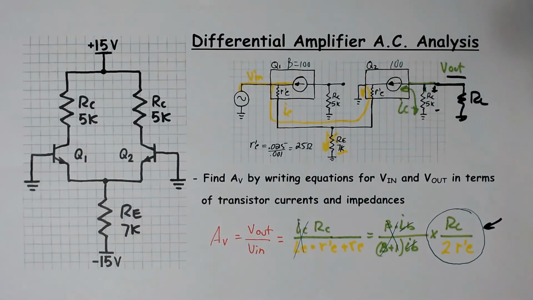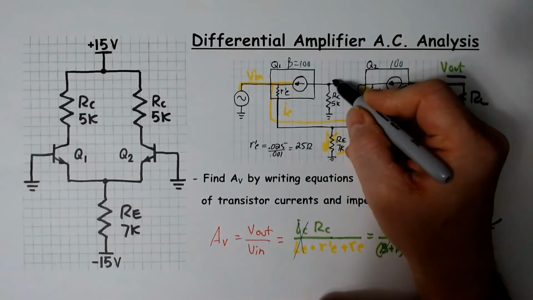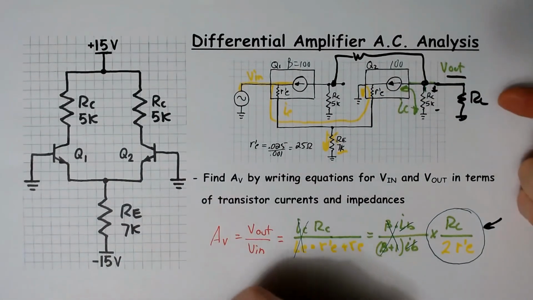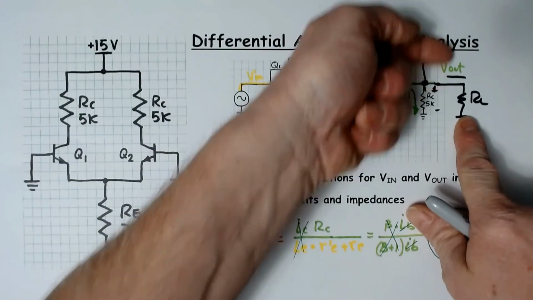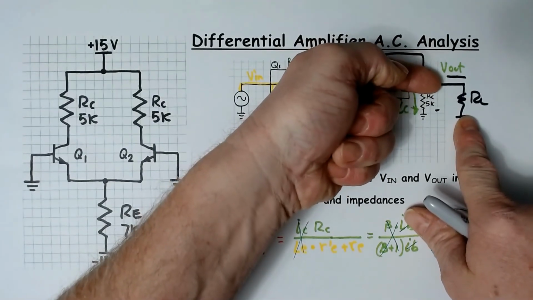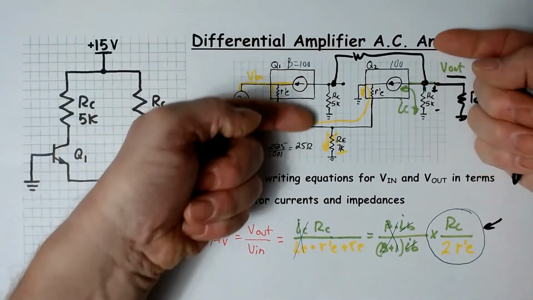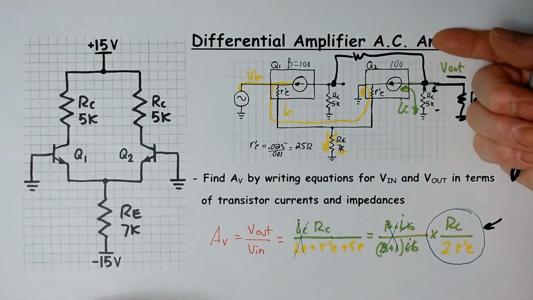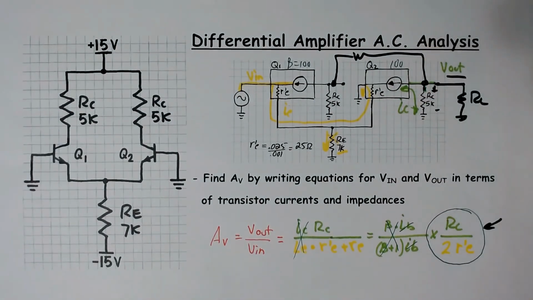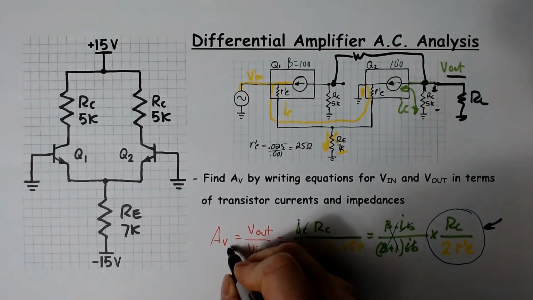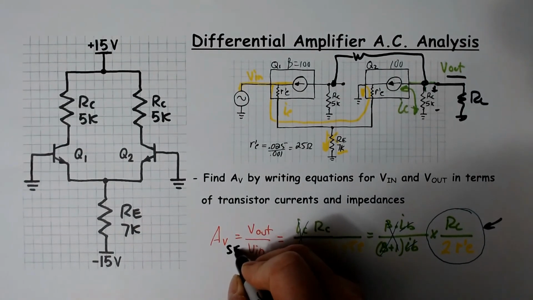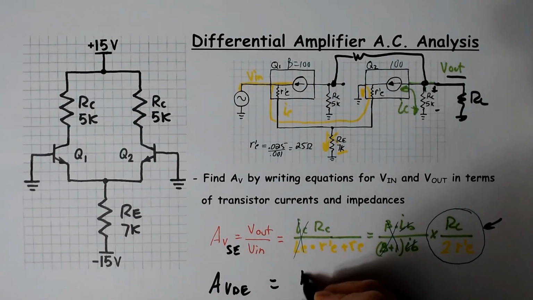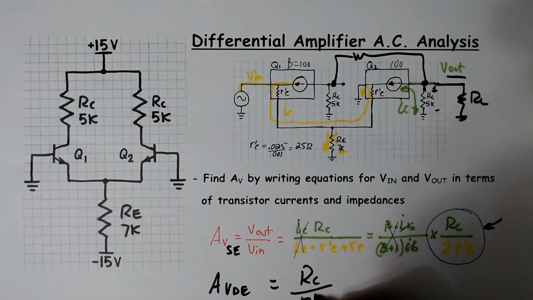That's single-ended. Now, if we do double-ended, effectively what I'm doing is in single-ended, I'm holding this at ground and I'm wiggling one side of the load. But in double-ended, I'm wiggling both sides of the load. So the voltage applied to the load is going to be twice as big. So this is the single-ended load, but AV double-ended is just going to be RC over R prime E.